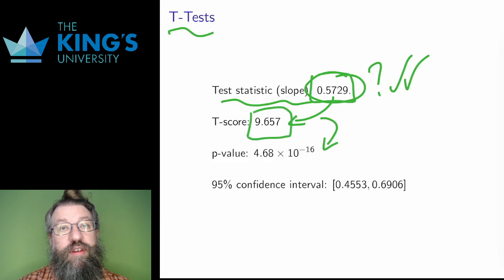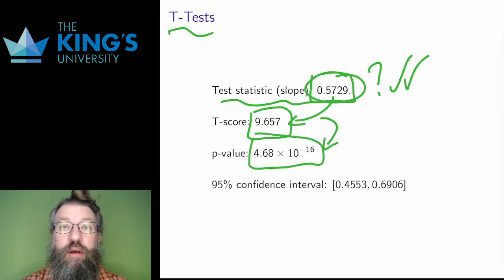Then R gave the test statistic a t-score of 9.657. This says that our sample produces a slope that is 9.657 standard deviations, or standard errors, out from the mean of the sampling distribution. Finally, R also gives the p-value for this, which is a minuscule 4.68 times 10 to the negative 16. Even doubling this for a two-sided test, this is still well below any threshold. And this is perhaps not surprising, since visually, the data did strongly look like a linear relationship.